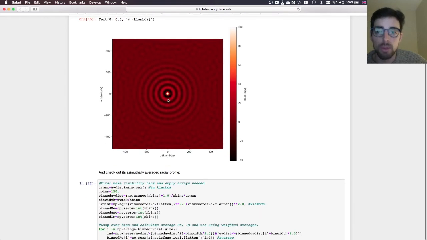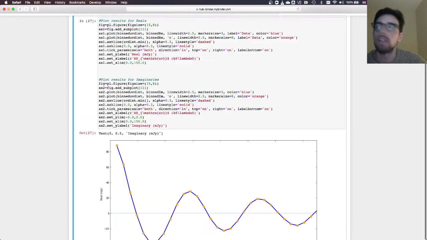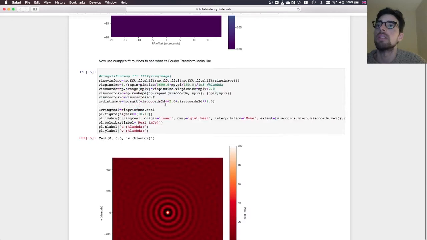So if I now azimuthally average in concentric annuli, like I did before for the point source case, let's see. Oh, I didn't run this bit.